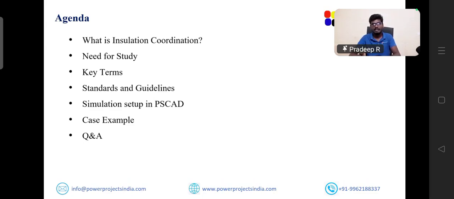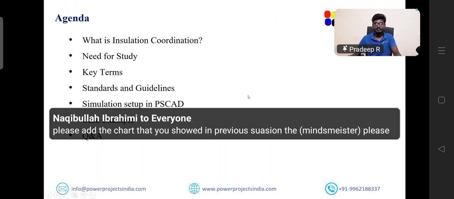I don't know whether 90 minutes is quite enough or not, but we can try our best. I have already prepared a predefined system just to explain to you all that simulation setup in PSCAD. In that we can see the case example, followed by the Q&A session, right? So now we can start.